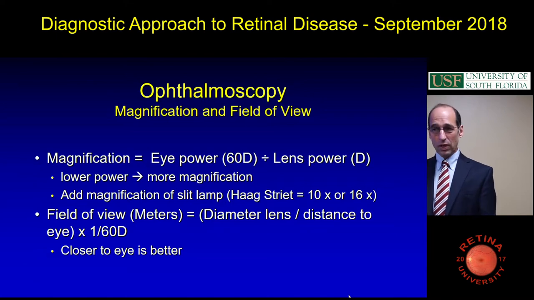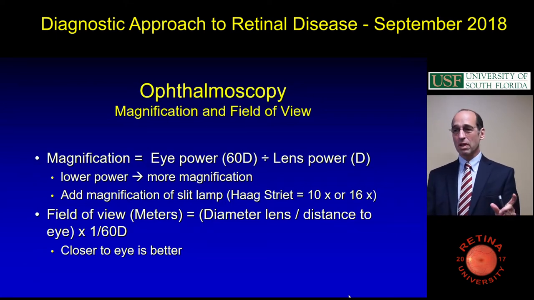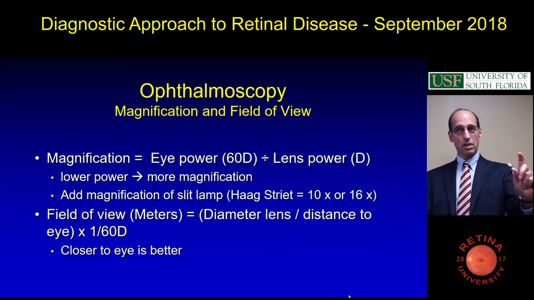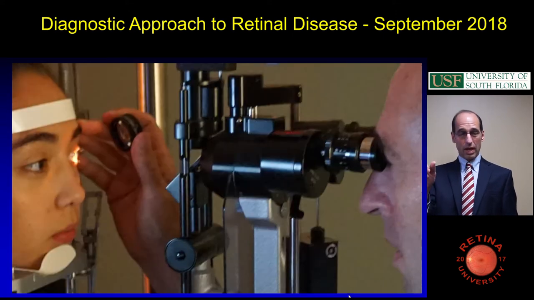And then the field of view is tricky, because it has to do with the diameter of the lens, the distance to the eye, and then an equation. So don't worry about the field of view, but in most of the lenses, the closer you hold them to the eye, the better you're going to do, which takes a while with slit lamp biomicroscopy.